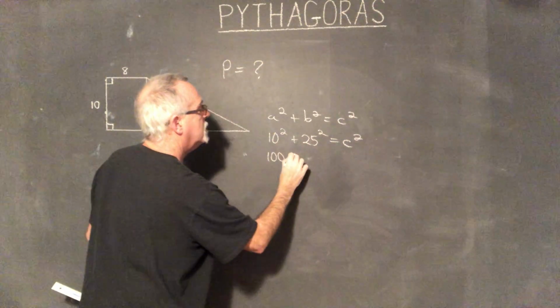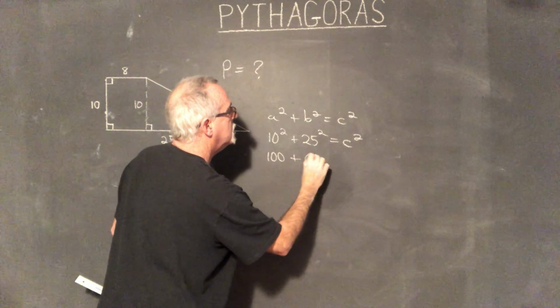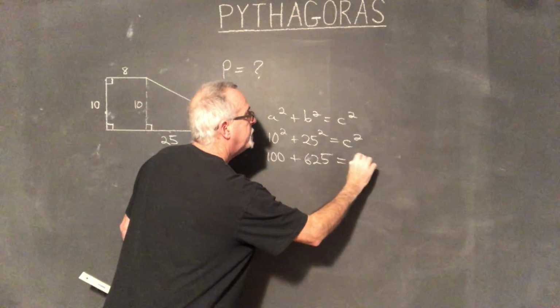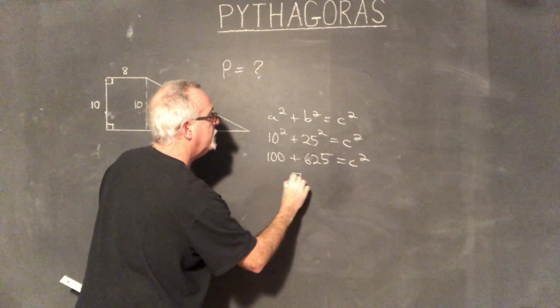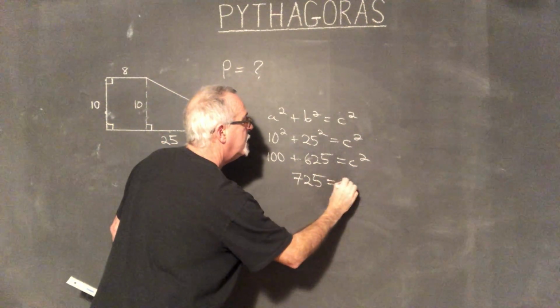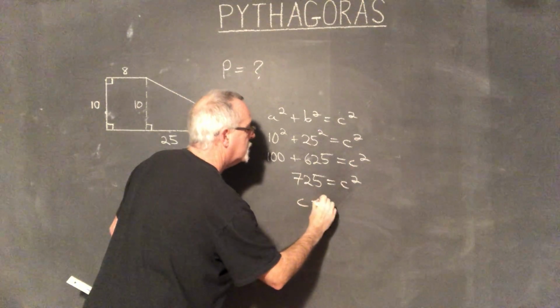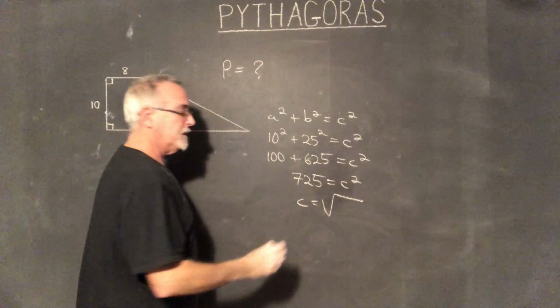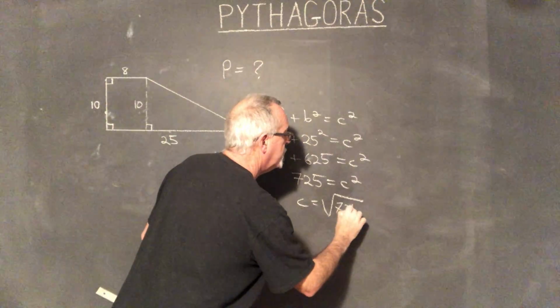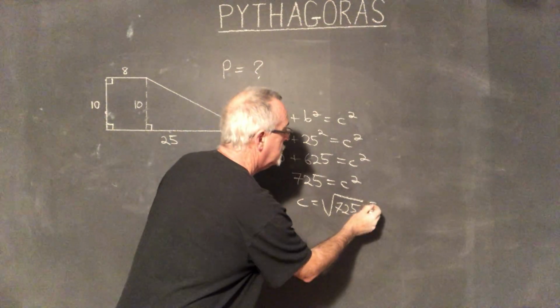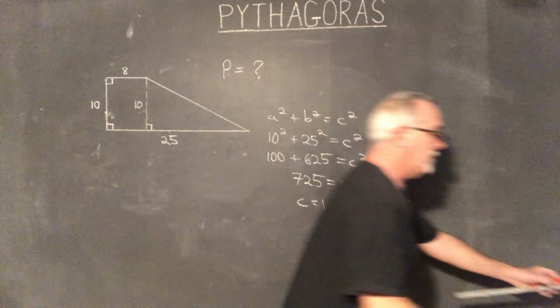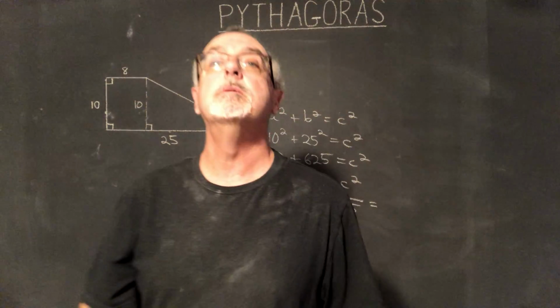That's 100. 25 squared is 625. Therefore, c squared is equal to 725, and c is going to be equal to the square root, I choose to show it this time, of 725. That's supposed to be an equal sign. Square root of 725. How much time do I have left?